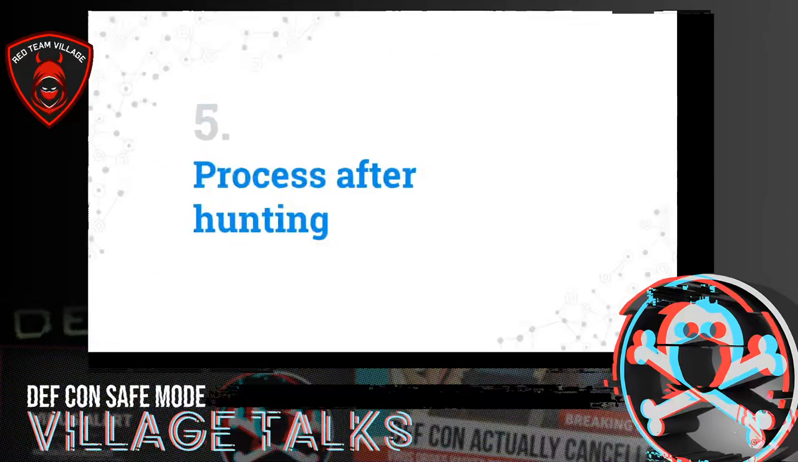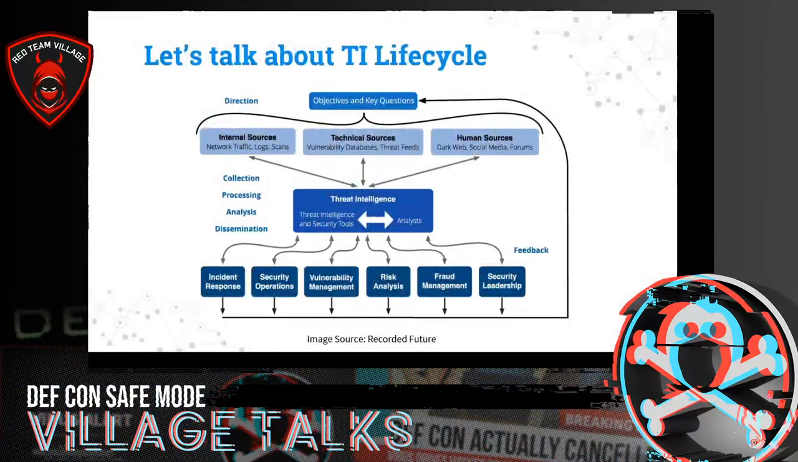Coming to the part after getting this data, what's the process after hunting? Now we'll discuss a little about the threat intelligence lifecycle. These are the different steps that your organization takes, starting from getting the data till the presentation of the data. How threat hunting on the dark web corresponds to this: there are five phases, as you can see: direction, collection, processing, analysis, and dissemination.